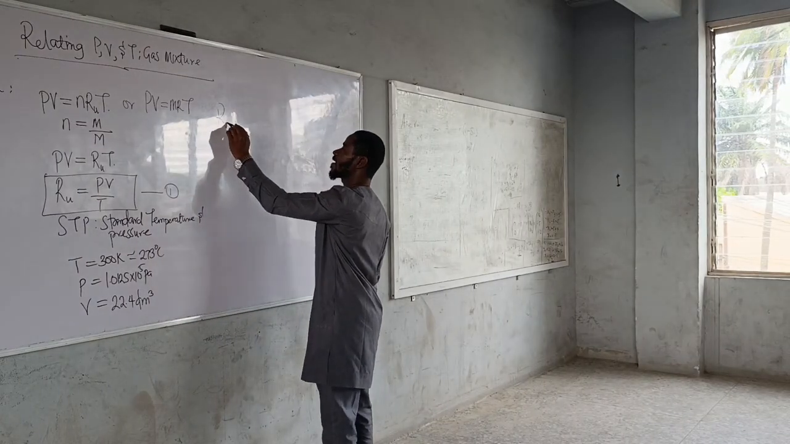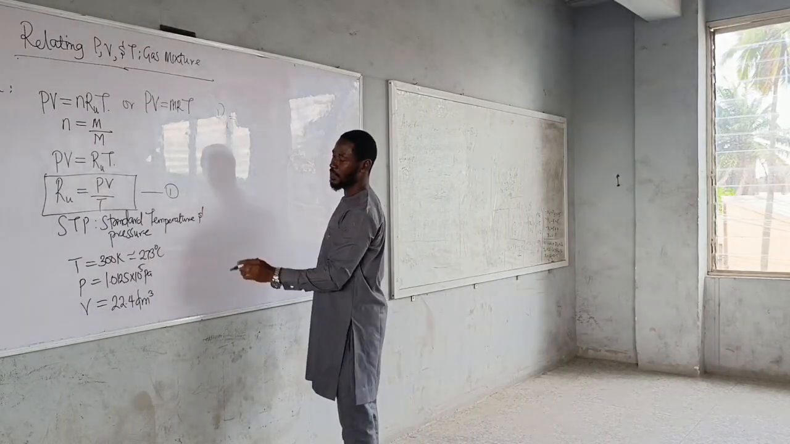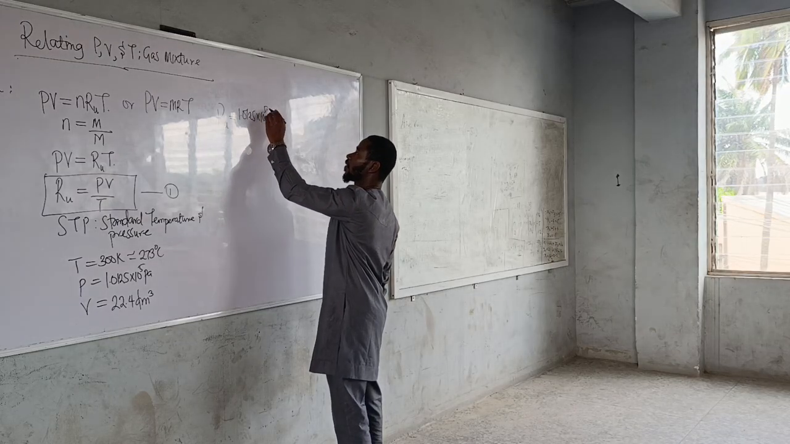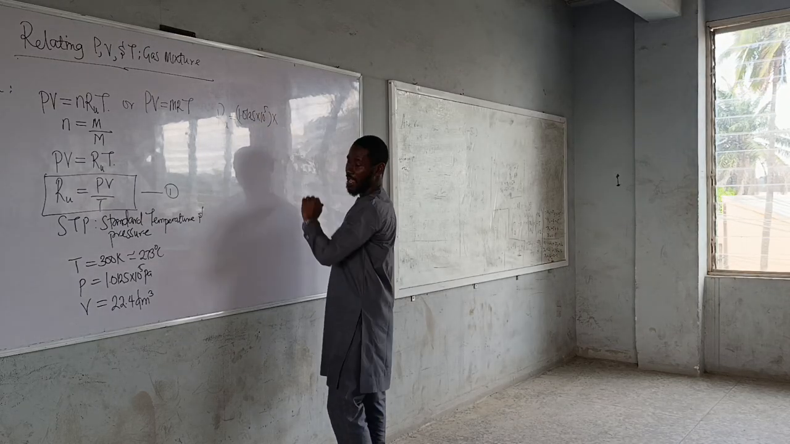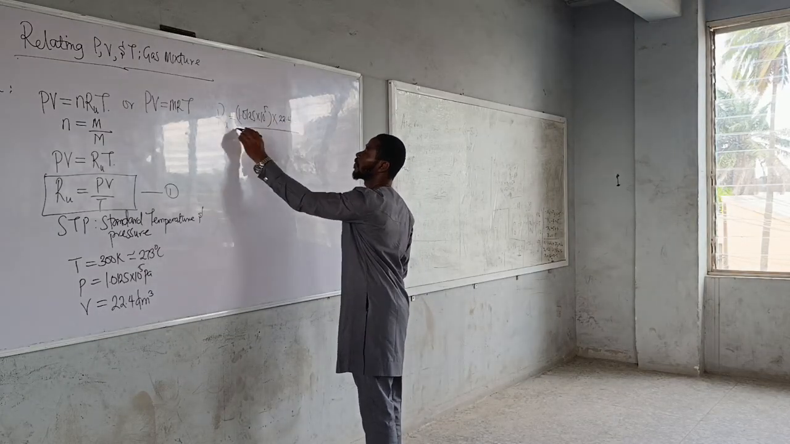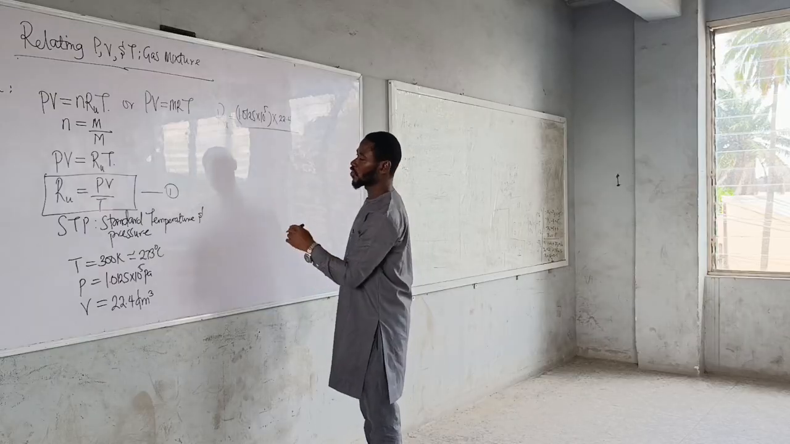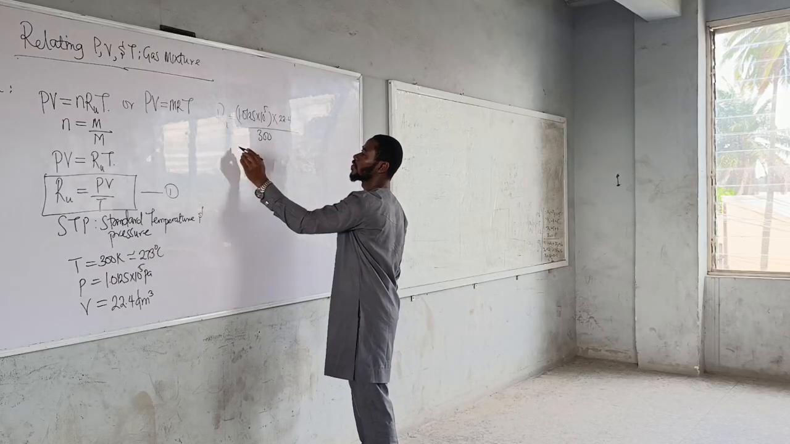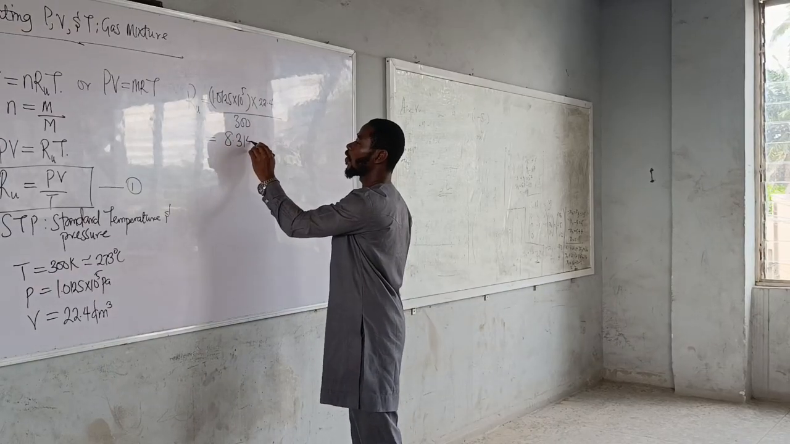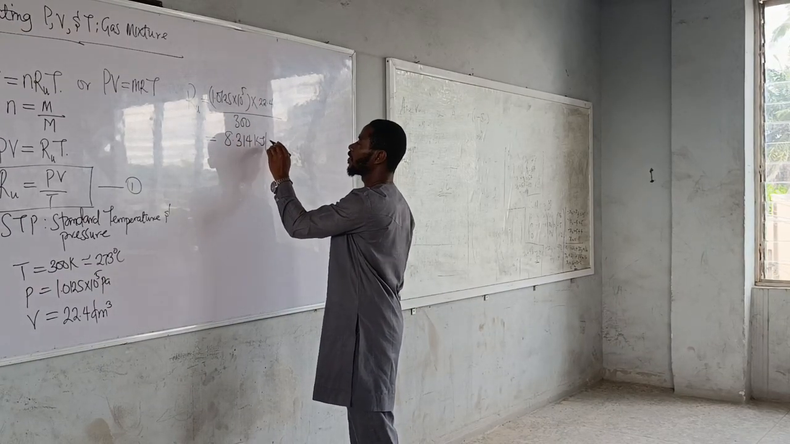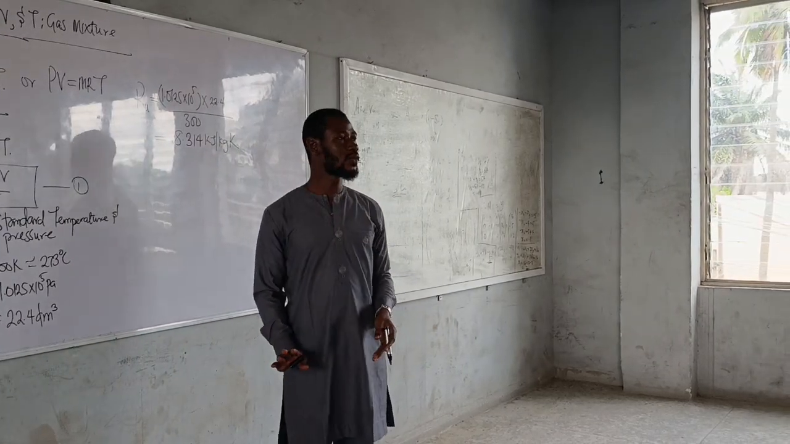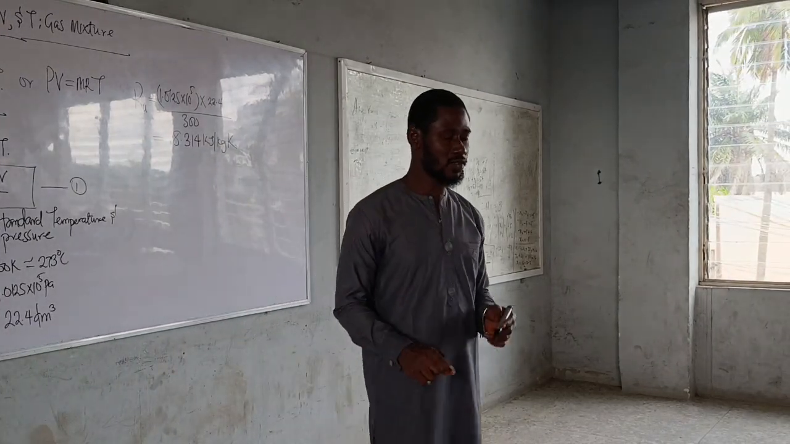So we have the universal gas constant: the pressure is 1.0125 multiplied by 10 raised to the power of 5, times the volume 22.4, divided by the temperature. So the final answer becomes 8.314 kilojoule per kilomole Kelvin. So that is how this expression is gotten.